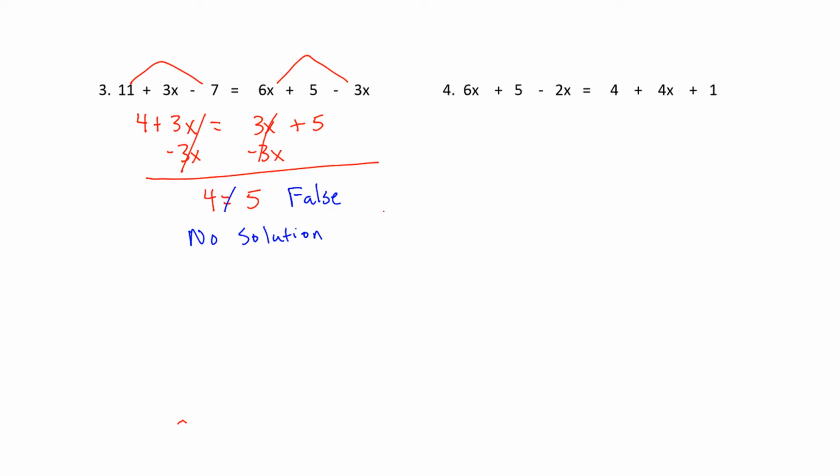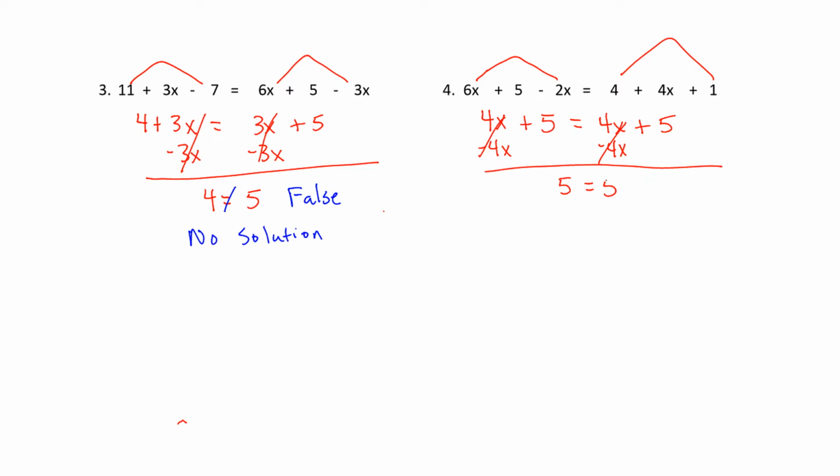If I look at problem number 4, again, if I combine my like terms, 6x minus 2x is 4x. So I have 4x plus 5. And then combine my like terms on the right side, and I have 4x plus 5. Again, if I subtract my 4x from both sides, my variable terms zero out, but this time I am left with 5 does equal 5, which is a true statement, which means my answer would be all real numbers. Any number would make that equation work.